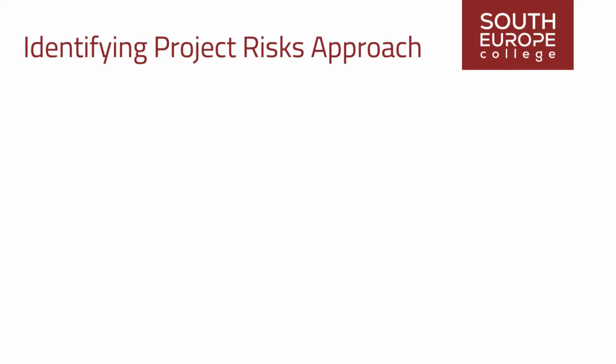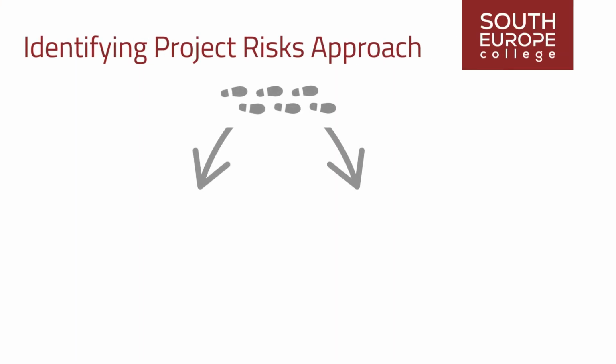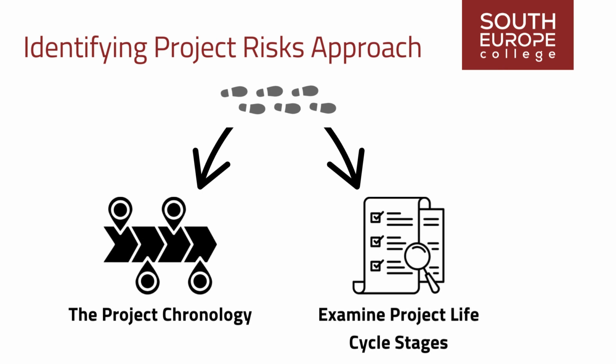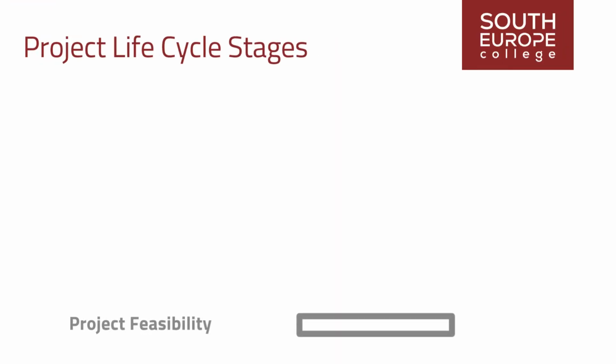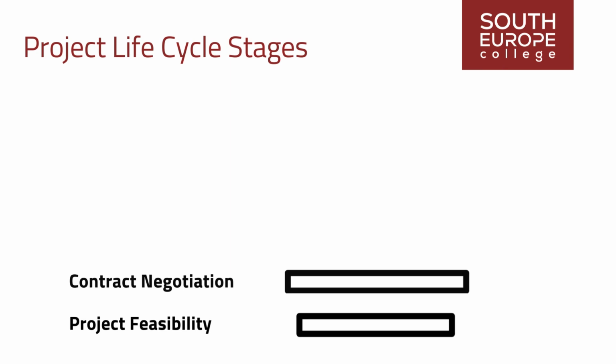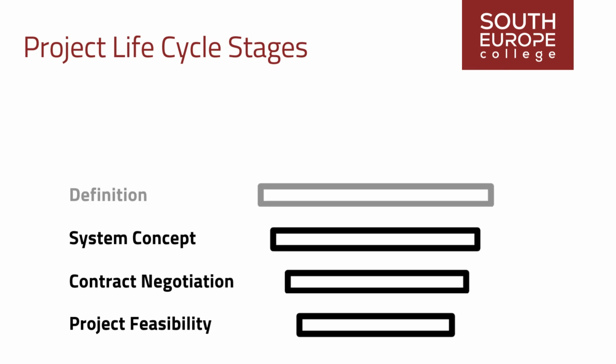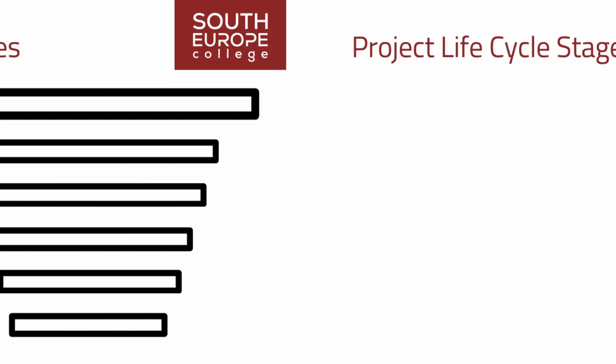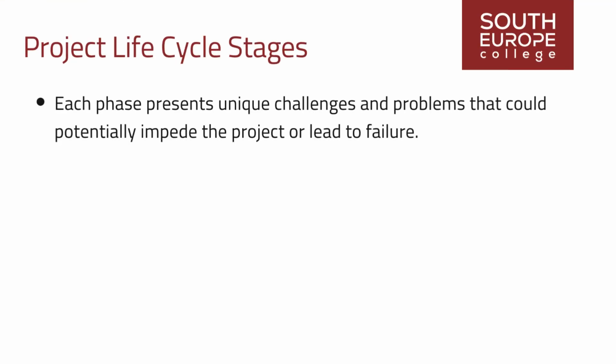One approach to identify project risks is to follow the project chronology, examining various phases and stages in the life cycle, such as project feasibility, contract negotiation, system concept, definition, design, and fabrication. Each phase presents unique challenges and problems that could potentially impede the project or lead to failure.